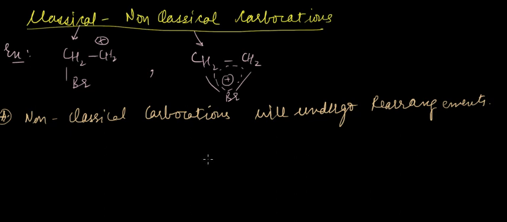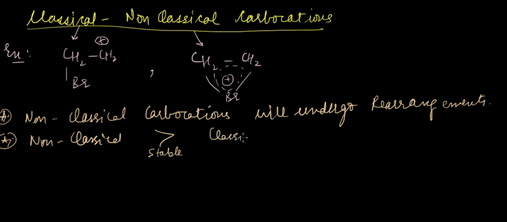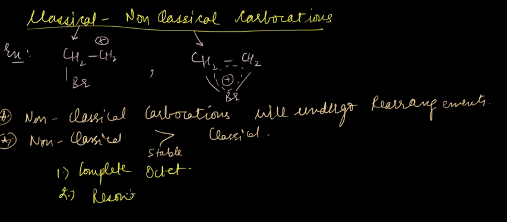Non-classical carbocations are actually more stable than classical. Why? Because of these reasons: first, it has a complete octet, and second, due to resonance stability.